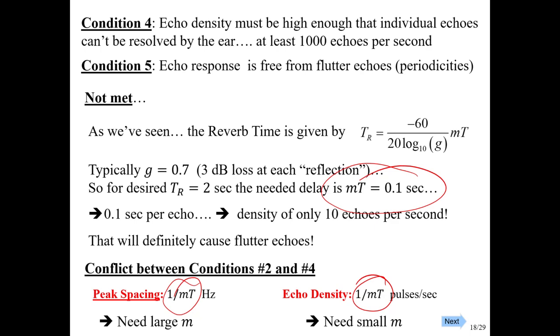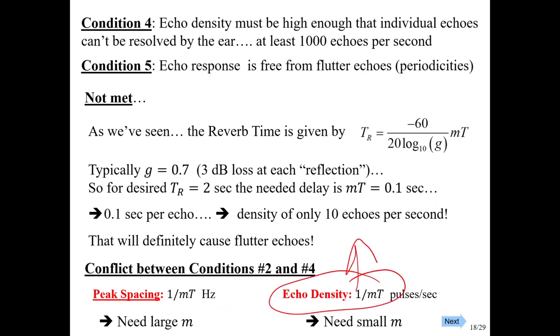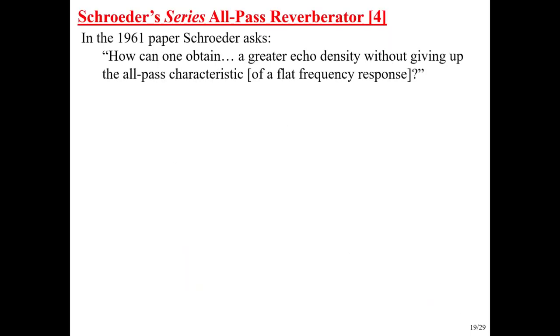So here we need a large M. I'm sorry, this is the echo density. We want the echo density to be large, and we want the peak spacing to be small. They both have reciprocal relationships, so we can't have that. We need a large M here. We need a small m there. So that's bad. So now what did Schroeder do?